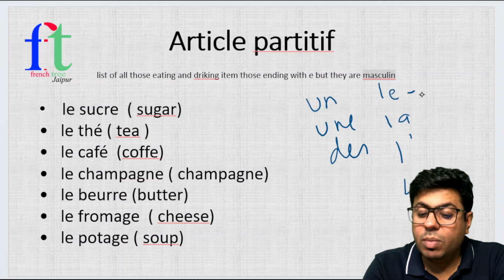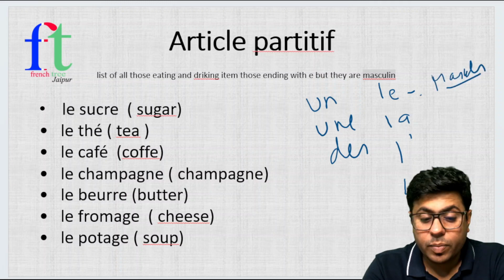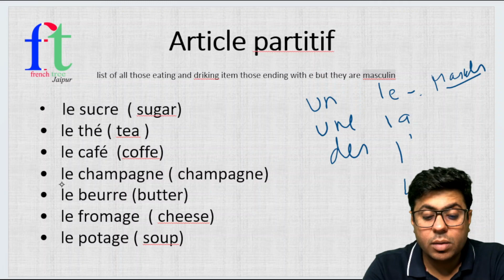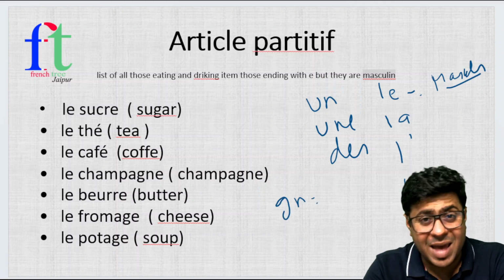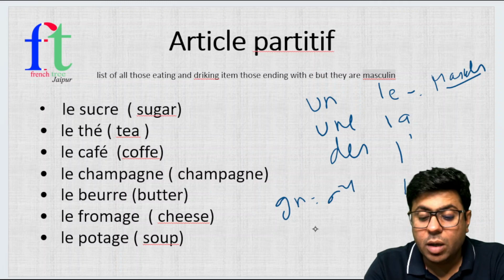Le sucre, that is masculine sugar. Le thé, le café, le champagne. Why did I say champagne? Because in the pronunciation video you can easily check it. Even every day you should watch the pronunciation video to get the right pronunciation and not mix up your knowledge with what the rules of the French language actually are. So GN is ne. I wrote it in Hindi, but it's ne.